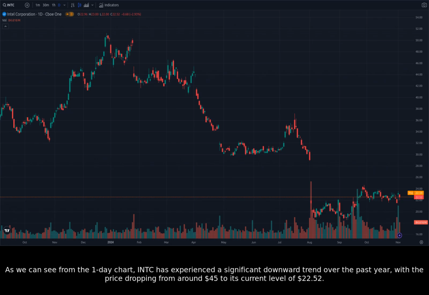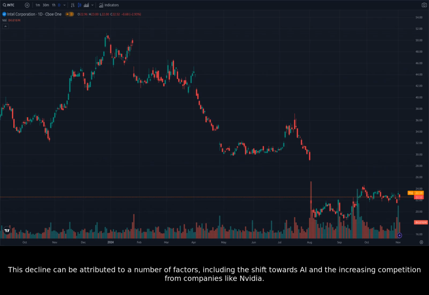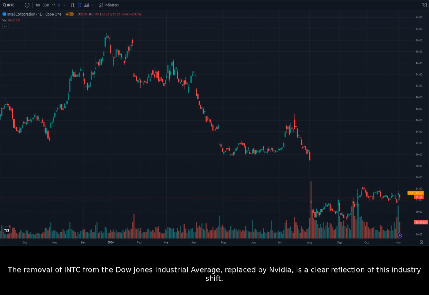Today, we're focusing on Intel Corporation, INTC, stock, a company that's been making headlines recently. As we can see from the one-day chart, Intel has experienced a significant downward trend over the past year, with the price dropping from around $45 to its current level of $22.52. This decline can be attributed to a number of factors, including the shift towards AI and the increasing competition from companies like Nvidia. The removal of Intel from the Dow Jones Industrial Average, replaced by Nvidia, is a clear reflection of this industry shift.